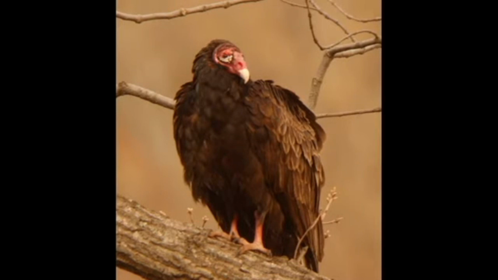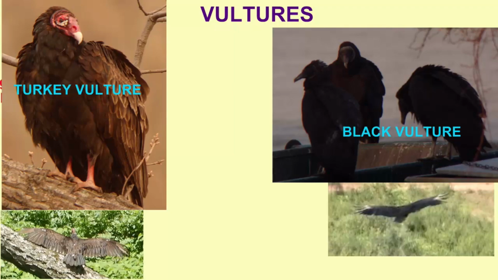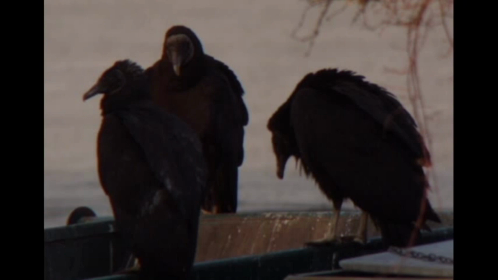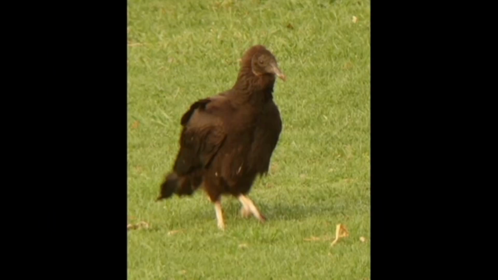When they fly, and this is very important, while they have very long wings and could be confused for an eagle, their wings form a V shape when they soar. If you identify something as a vulture, you can then look at its size, because turkey vultures are a little larger than black vultures. You can look at the coloration of the head, or you can look at whether there is white on the wingtips to distinguish between turkey vultures and black vultures.